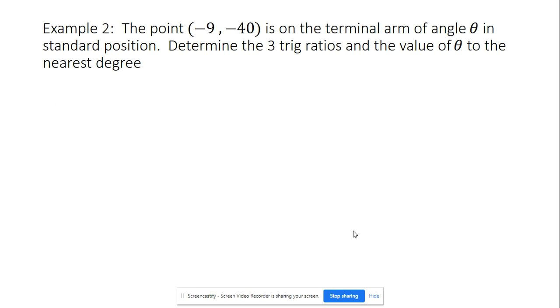All right, a very similar question for example 2. We have -9, -40 on the terminal arm. So same question, just different numbers over here, okay? So step one, let's plot -9, -40. -9 to the left, 40 down. I'm just going to put a little -9, comma, -40 here.